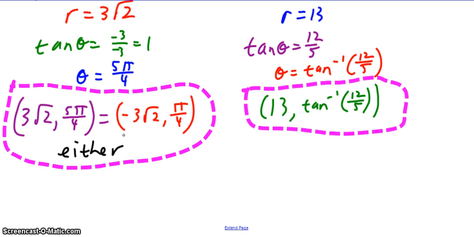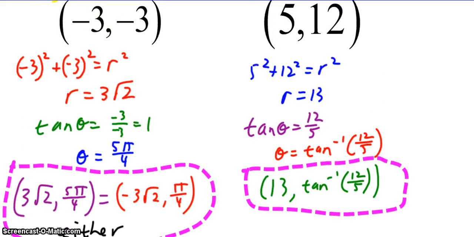You do not need both because it did not specify all answers. It just said find an answer. So then for the second one, I only found one answer because it's not a nice angle. We could find two though. But I know that this is going to be a 5, 12, 13 triangle, so r is going to be 13. Also, again, recognizing that 5, 12 is in the first quadrant.